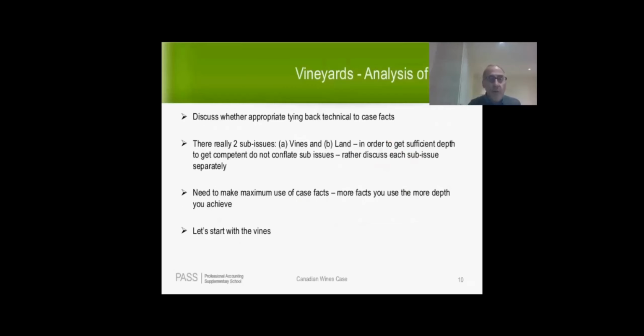As we said before, there are really two sub-issues: the issue of the vines, and the issue of the land. In order to get sufficient depth, and to get competent, you want to be careful not to conflate the two sub-issues. Rather, you want to discuss each sub-issue separately. You need to make maximum use of case facts. The more facts that you use, the more depth you're going to achieve. So let's start now with the vines.